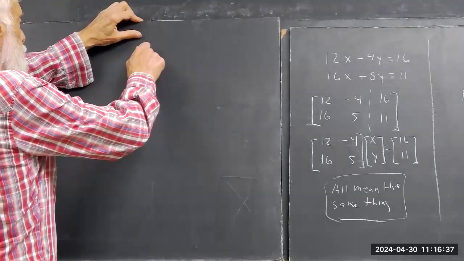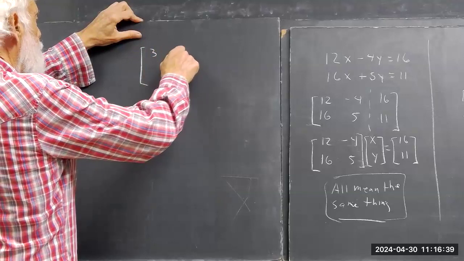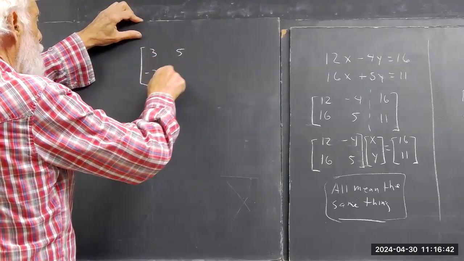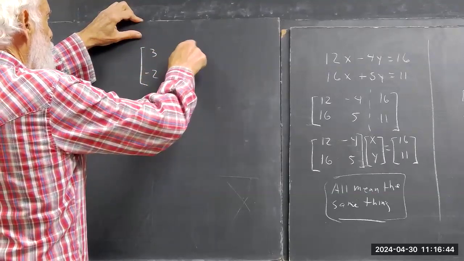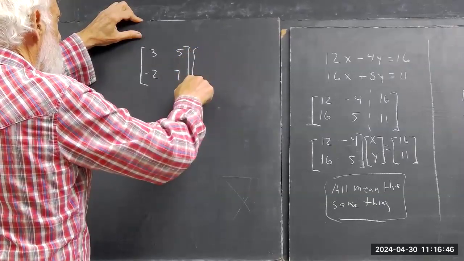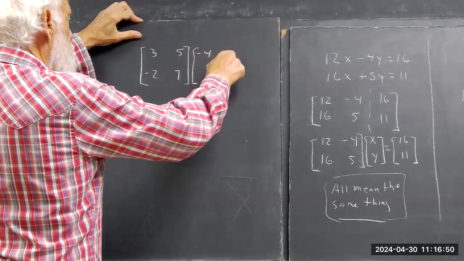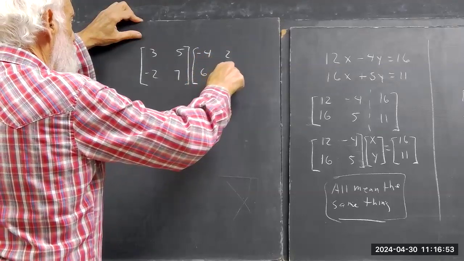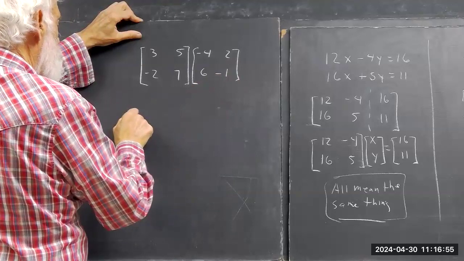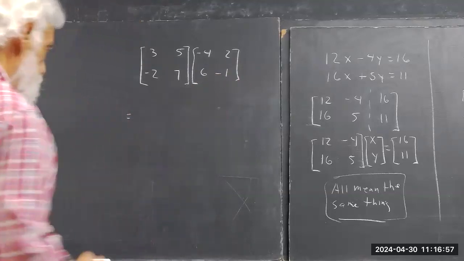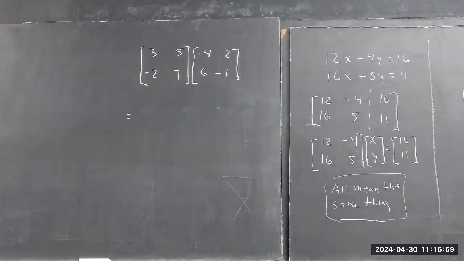So let's just do this. 3, 5, -2, 7. And we're going to multiply this by -4, 2, 6, -1. Now, we do this by multiplying rows by columns. So I'm going to see how I can do with this.